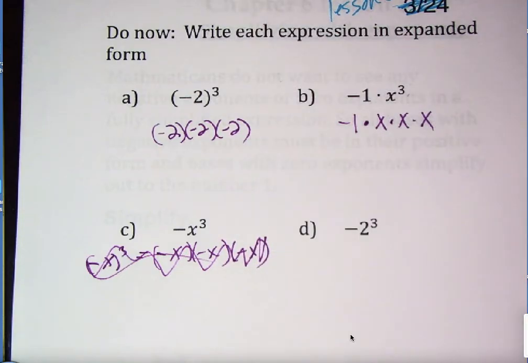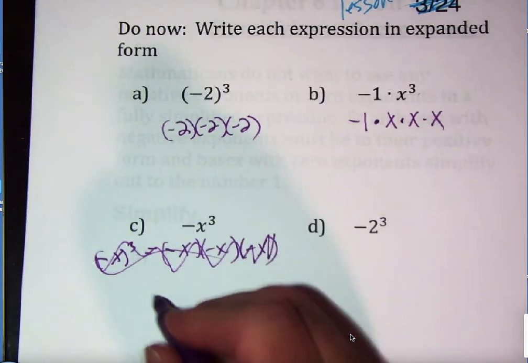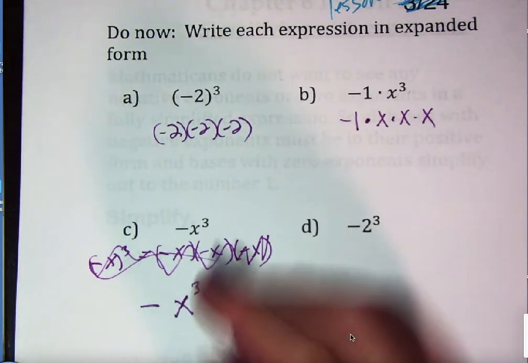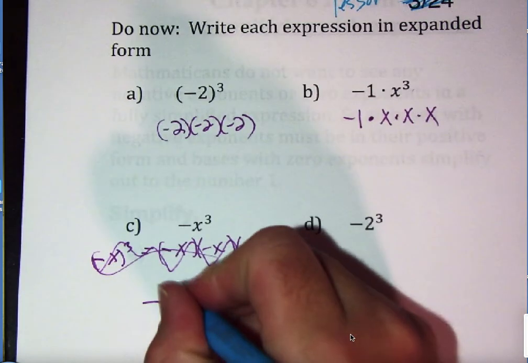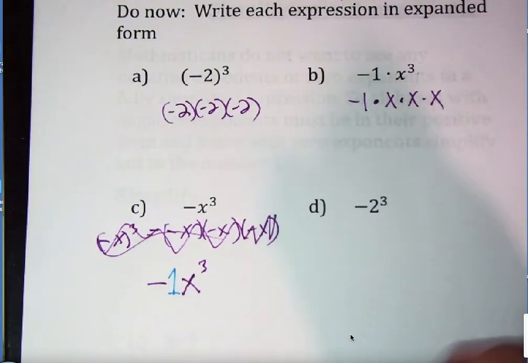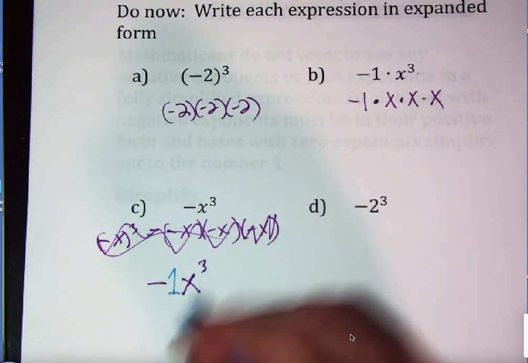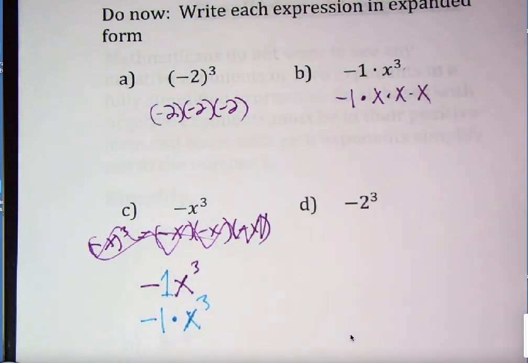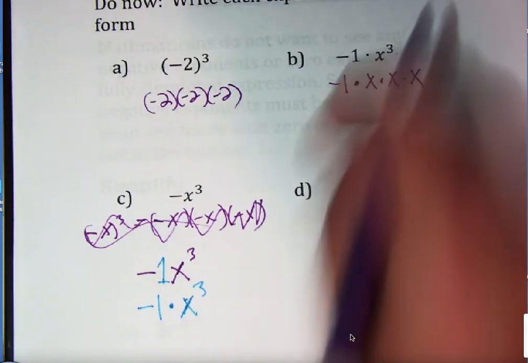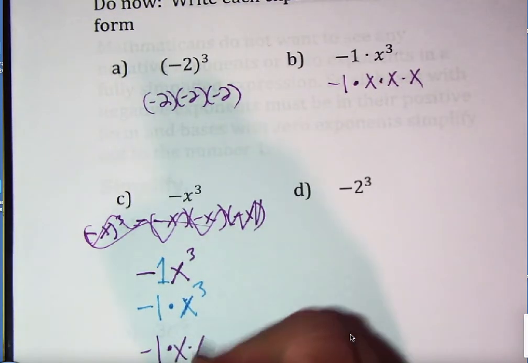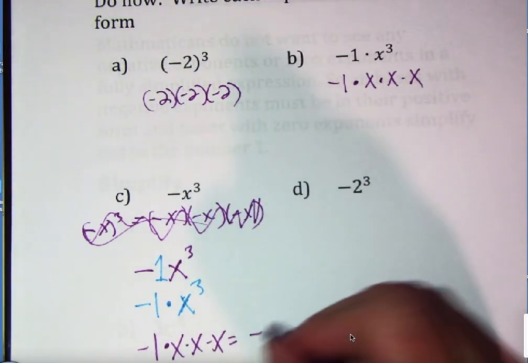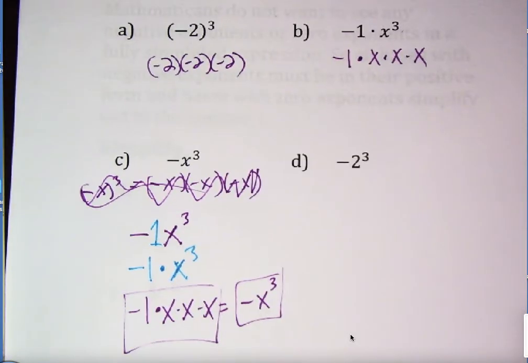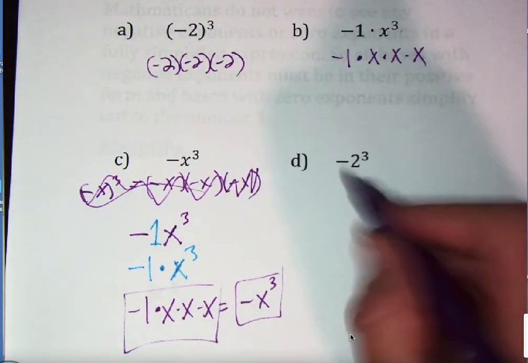That's an annoying thing about exponents. Well, what's really in front of this variable? It's really a 1. And when we read it out loud, it's really negative 1 times x to the third. And negative 1 times x to the third, we already know what that is. So this is what's tricky. This is the same thing as this, which happens to be the same problem as here.